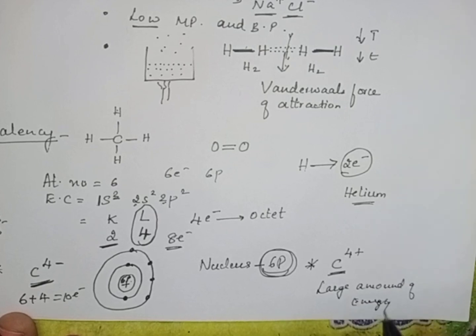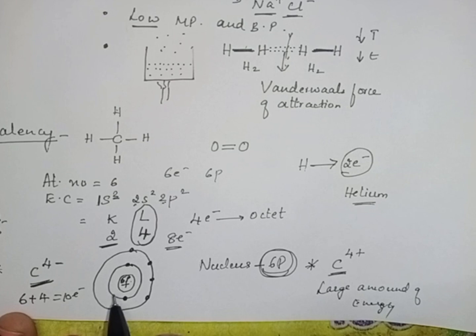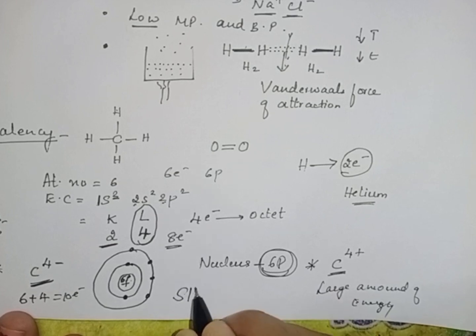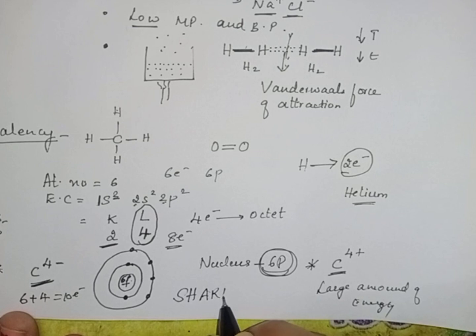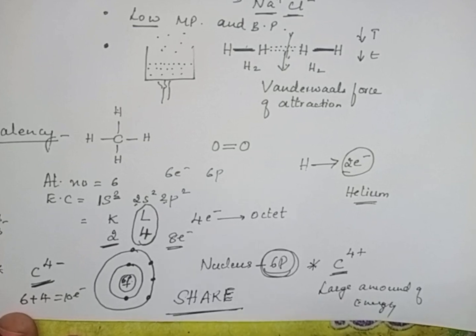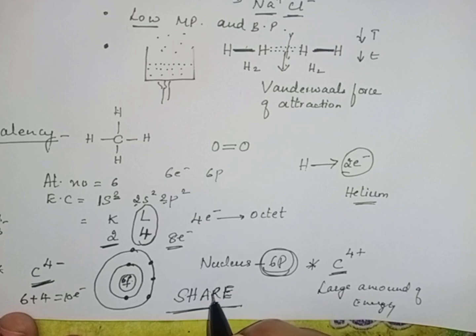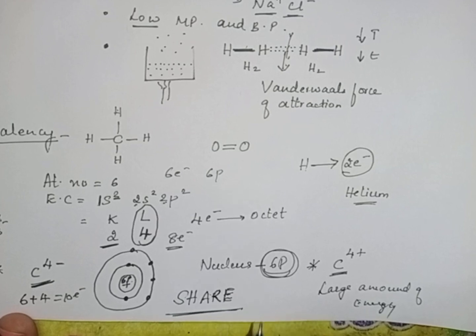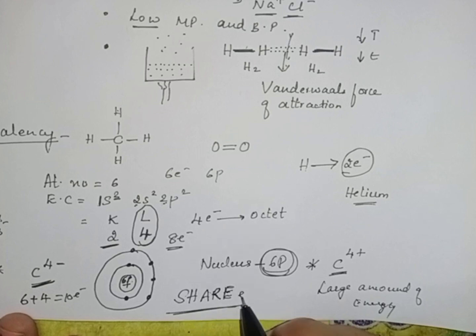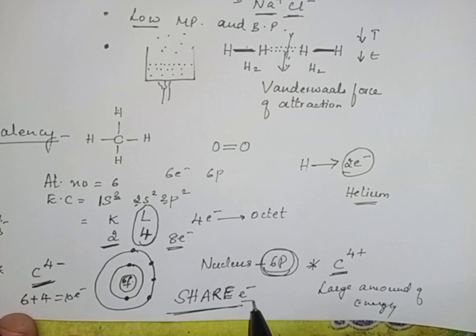So it is difficult to remove 4 electrons from this atom. So neither will it take electrons nor will it give electrons. So carbon will decide that I will share the electron so that I'll attain octet. It will share the electron to attain octet. I will show you how the sharing will occur. If there is a sharing of electrons, what type of bond is formed?